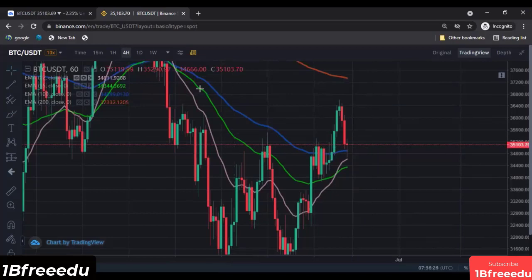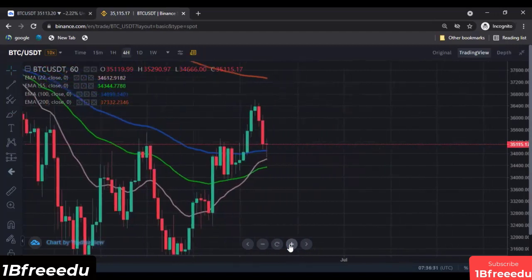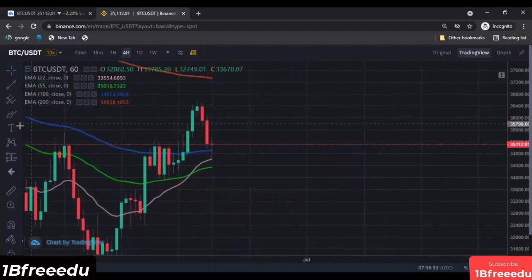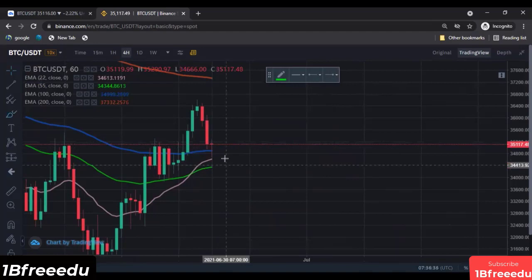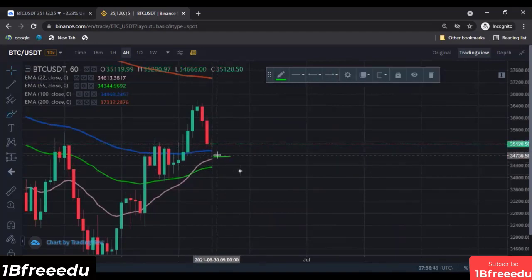So as we can see, guys, this is how beautifully it has bounced back from this 22 EMA. If you can see right here, it has perfectly bounced back from this 22 EMA to up. So basically, it would help us to place our orders accordingly, so that we can say where we can buy and where we can sell.